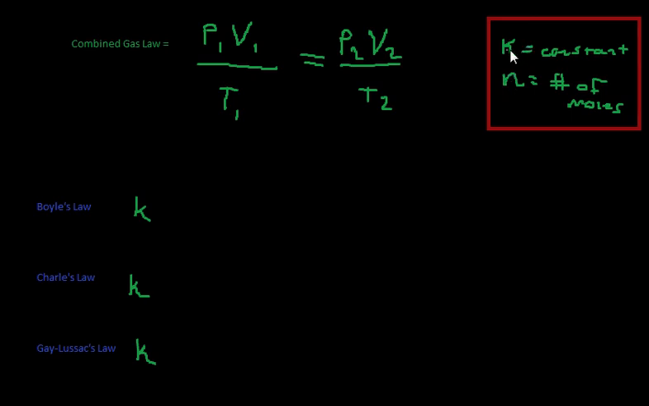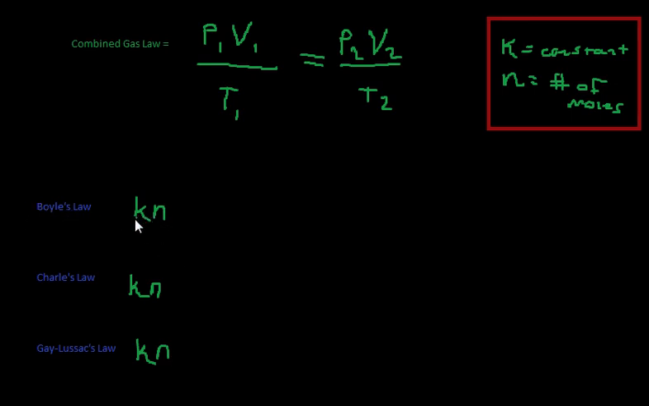Over here is just a little key I made for you. The K means it's a constant value, so we're going to have constant values on each law, and then N is going to represent the number of moles. And what we can do right away is put an N on each one, because in all three laws, the number of moles doesn't change. It's a constant value. So moles is constant in Boyle's law, Charles' law, and Gay-Lussac's law. And there's always going to be another constant variable in there.